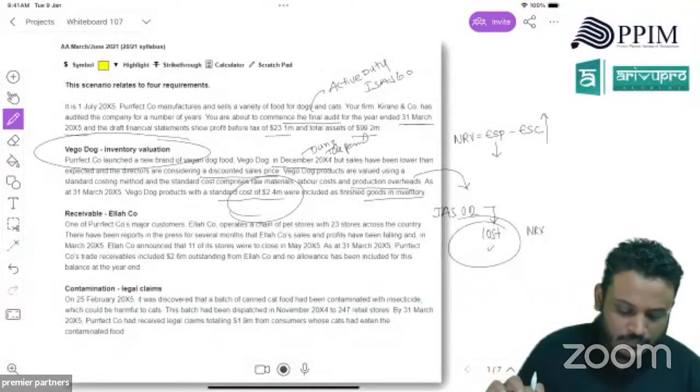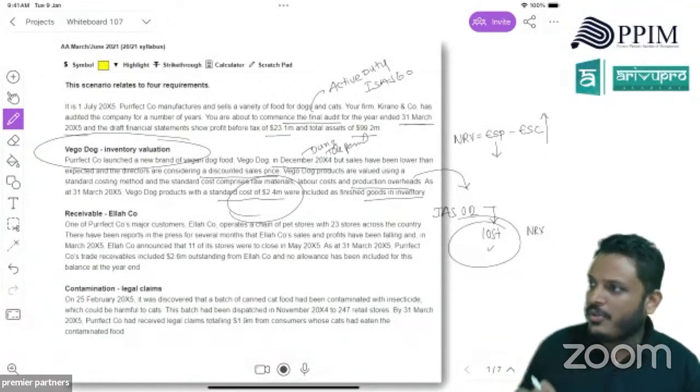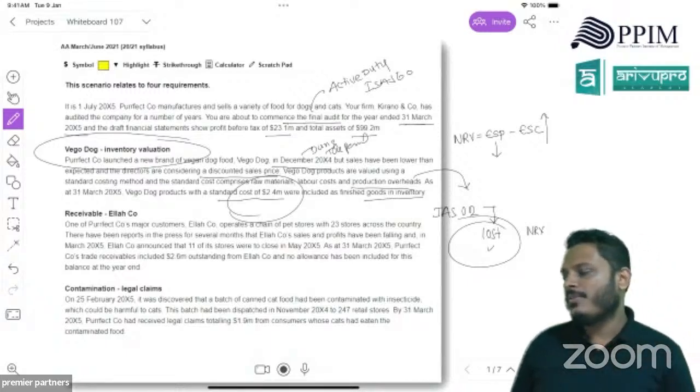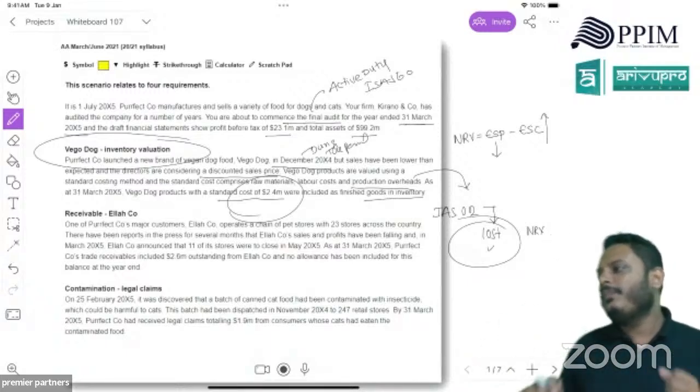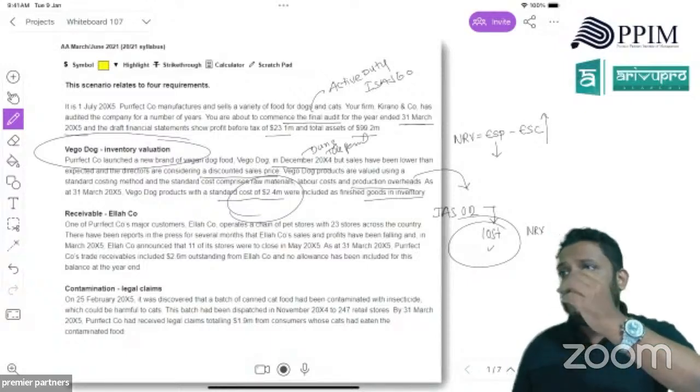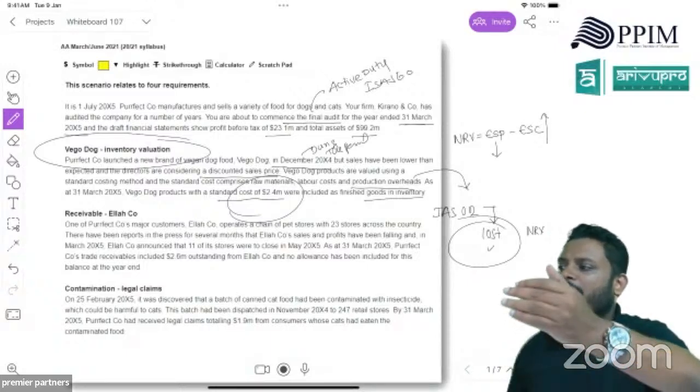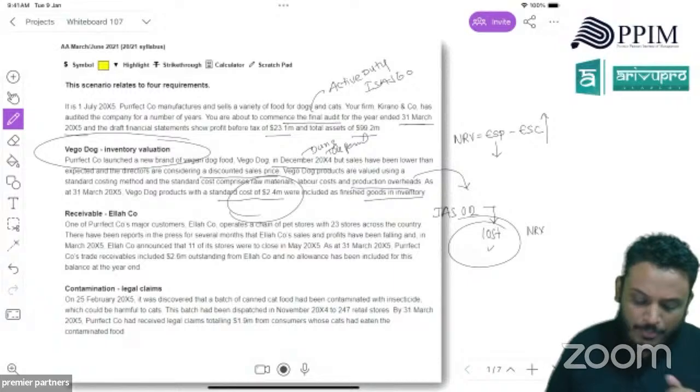Second thing, here, the quantity of the goods that physically exists can be compared with what? The ledgers. And third procedure, you can perform an NRV test.